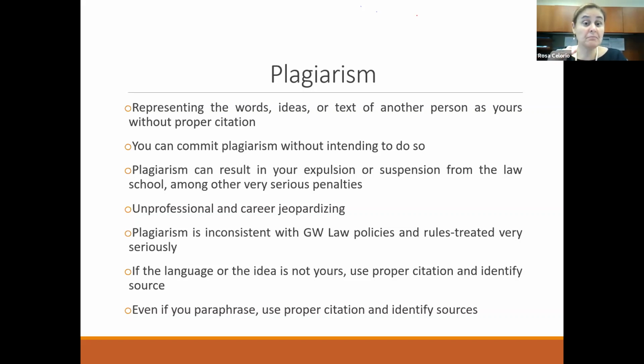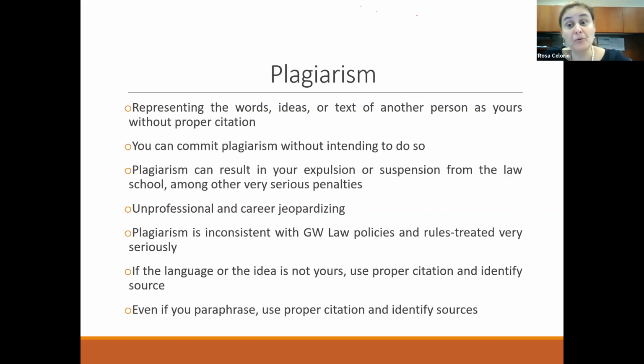For us, plagiarism is representing the words, ideas, or text of another person as yours without proper citation. And I always tell students, the most important rule, if you don't get anything else out of this conversation, is if it's not yours, cite it. Put it in quotes and cite it. If an idea is not yours, or even if you paraphrased it a little bit, you want to put it in quotes and cite it. And you want to do this because for your own thoughts and your own writing, you would want somebody to be respectful towards you as well.